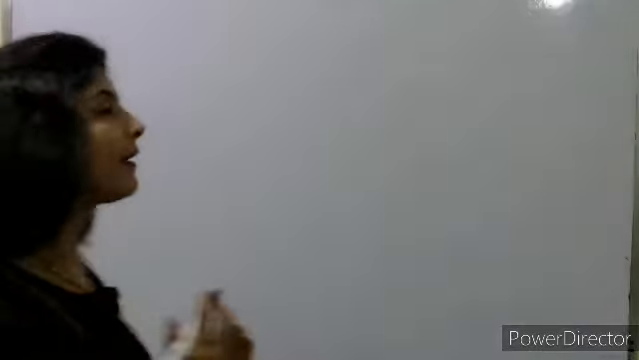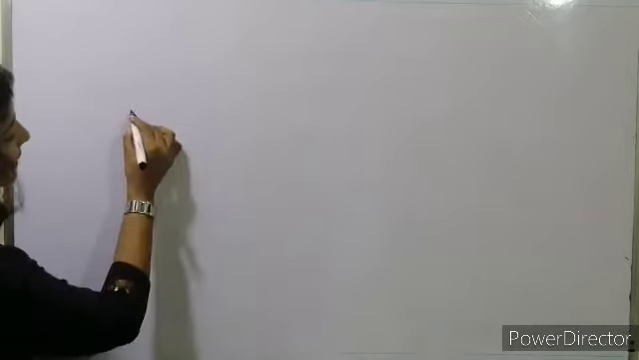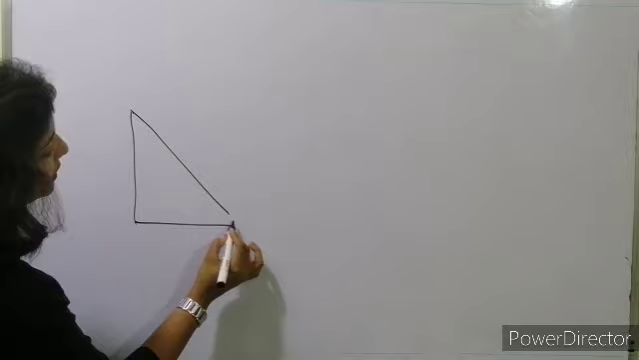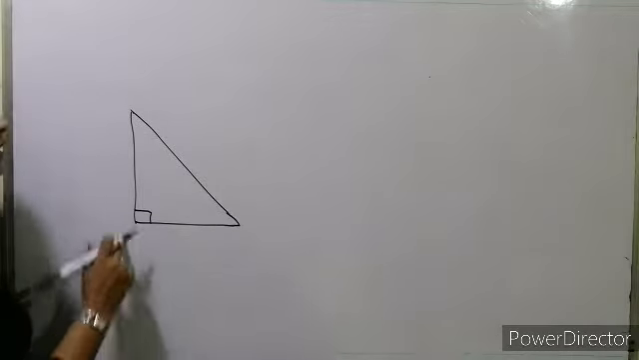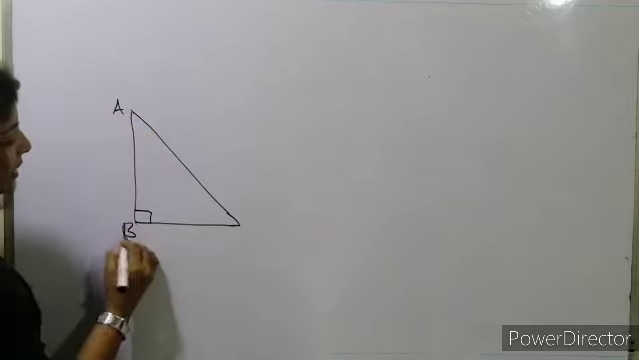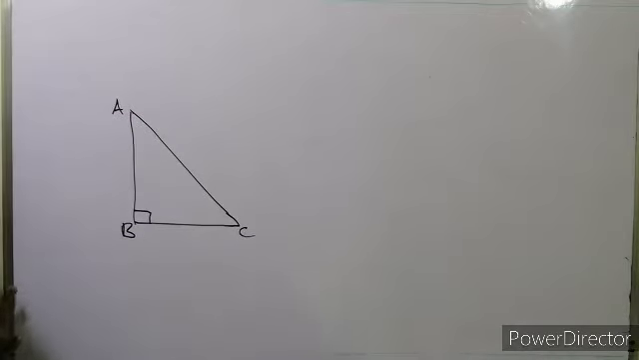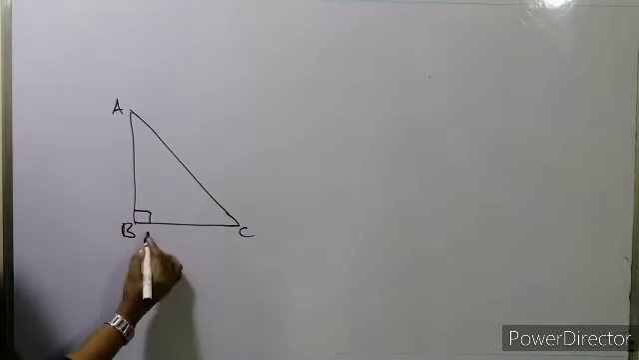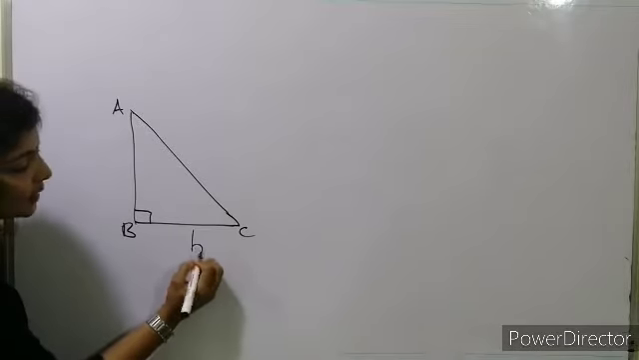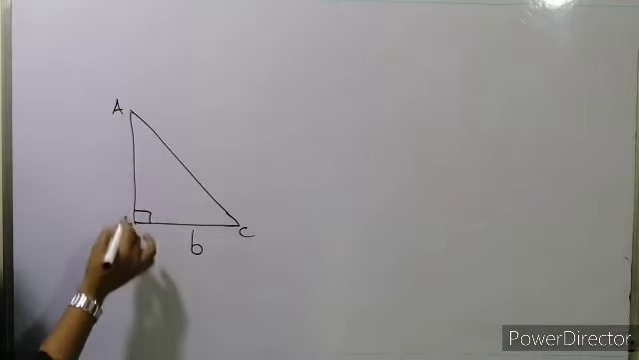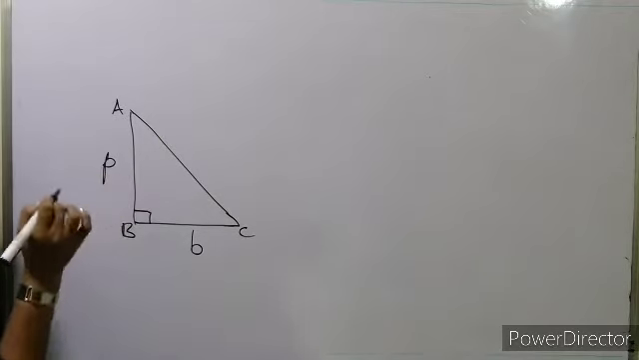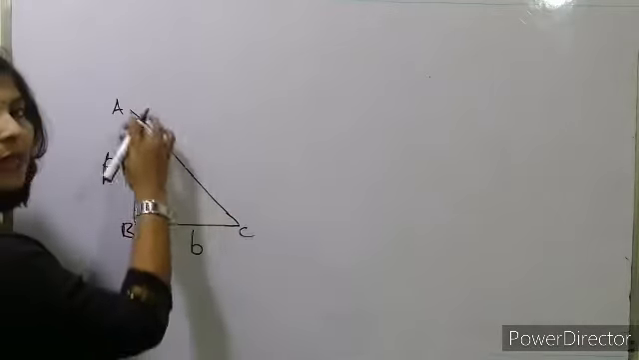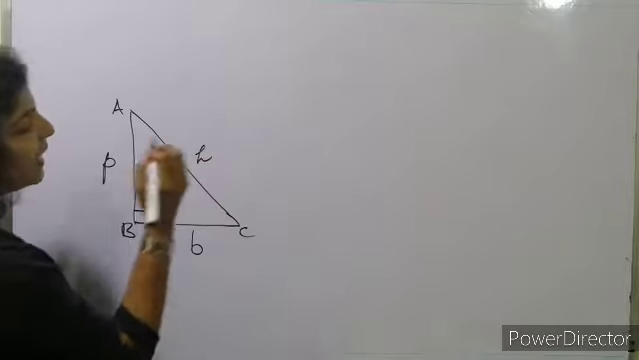Before understanding trigonometric functions, you should know about a right angle triangle. This is a right angle triangle. Just suppose this is a right angle triangle, so one angle should be a right angle. So ABC is a right angle triangle. This will be called the base and denoted by B. This will be called the perpendicular and denoted by P. And this is the hypotenuse and will be denoted by H.